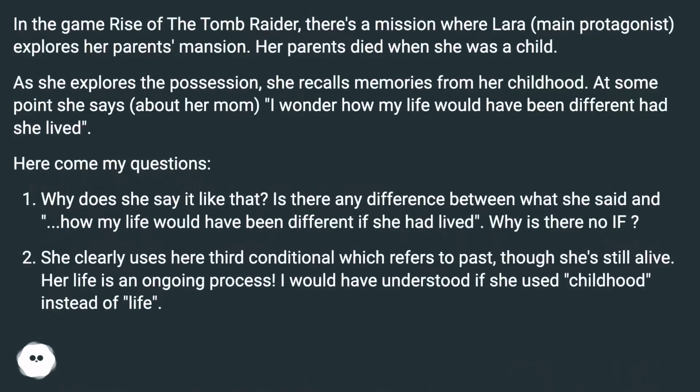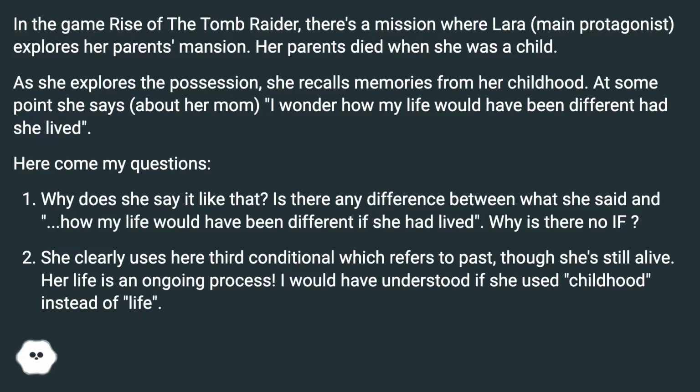In the game Rise of the Tomb Raider, there's a mission where Lara, the main protagonist, explores her parents' mansion. Her parents died when she was a child. As she explores the possessions, she recalls memories from her childhood. At some point she says, about her mom, "I wonder how my life would have been different had she lived."